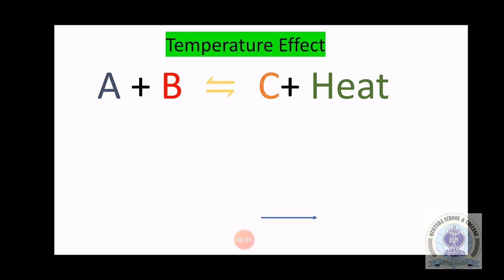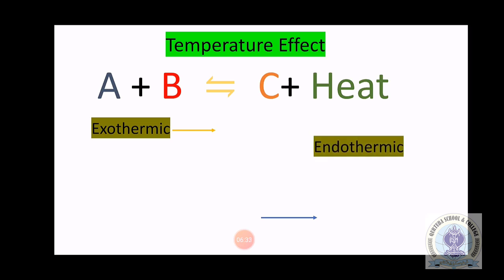Keeping in view this specific chemical reaction, in the forward reaction A plus B react and give us C plus heat, which means that the forward reaction is exothermic. And if we look at the reverse reaction, in which C plus heat combines and gives us A plus B, here heat is given to the system, so the reverse reaction is actually an endothermic reaction.